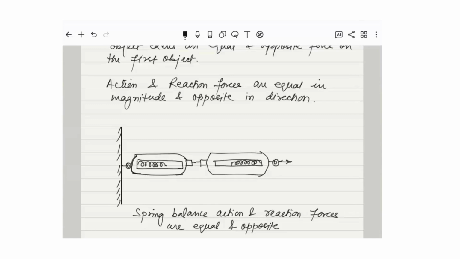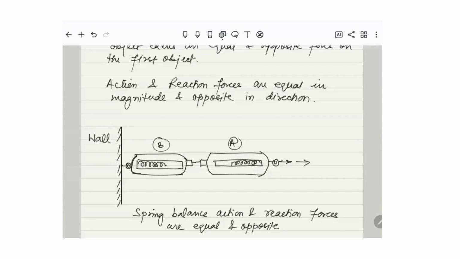as you can see in this diagram, there is a spring balance, right? And these balances are connected with the wall. This is the wall. And somebody is pushing this second one. Suppose this is A and this is B. This A in this direction, right?